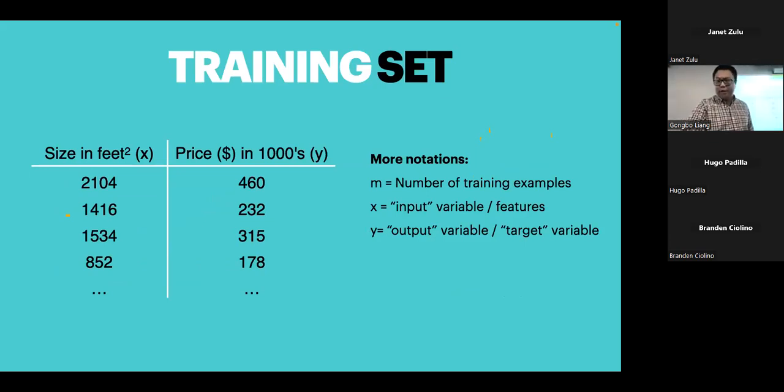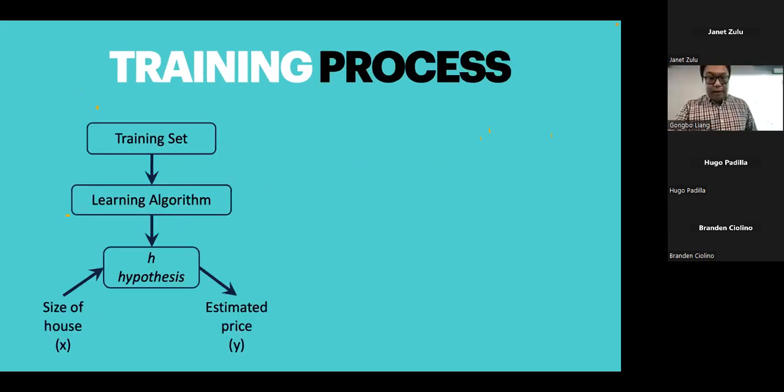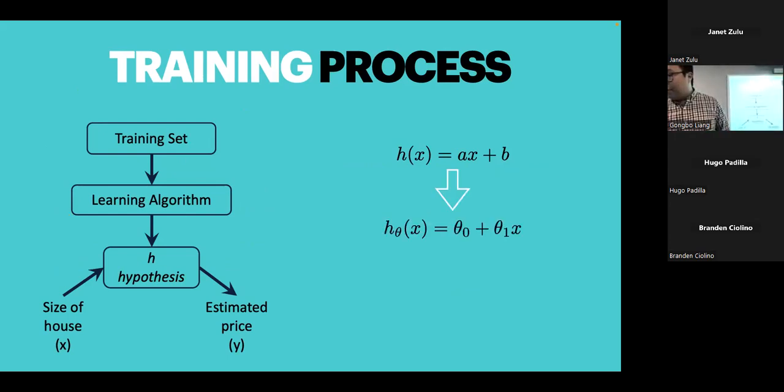And there are a few notations here. Because the task is, given the size of the house, we want to predict the price, the size we call the input, or the features, and the price will be the output, or the target. Then the task we want to do is to figure out a and b here. But in the machine learning world, we don't use a and b. We use the parameter theta. So we will have theta 0 and theta 1. Basically it's a and b, just different names, and we want to learn the thetas.